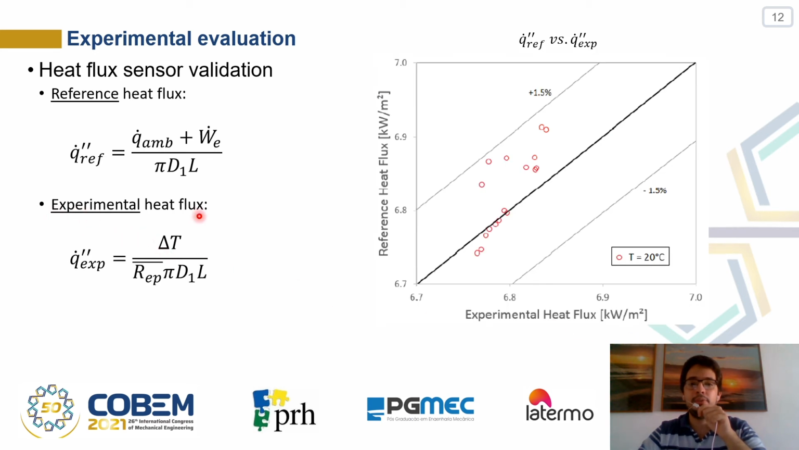Then, it is possible to estimate the heat flux by dividing thermopile data by the thermal resistance of the epoxy layer and the area. As a validation procedure, tests with water at 20 degrees Celsius were performed to compare the heat flux obtained by the developed heat sensor to the reference value evaluated from the electric power and heat flux leaving the test section. According to this figure, it can be noted a satisfactory agreement, with deviation within 1.5%.